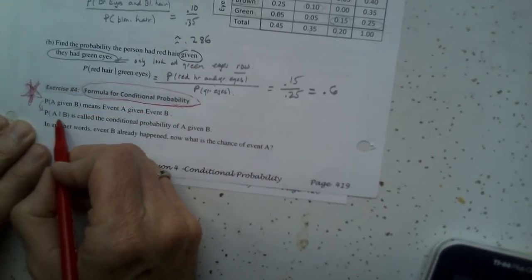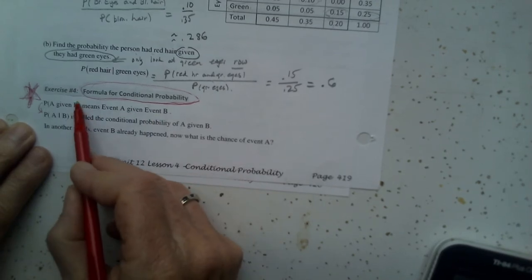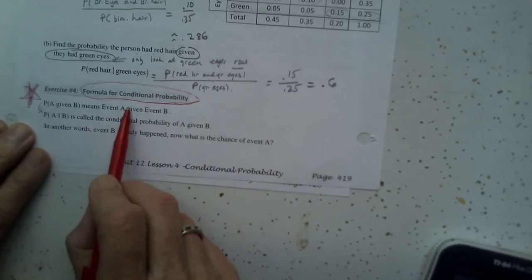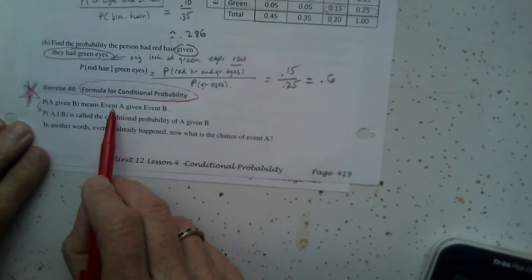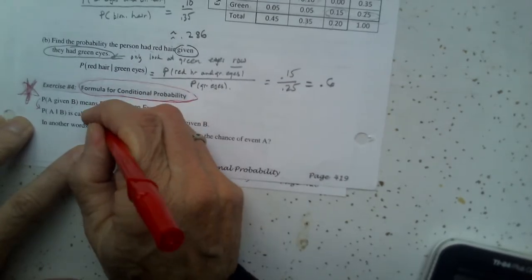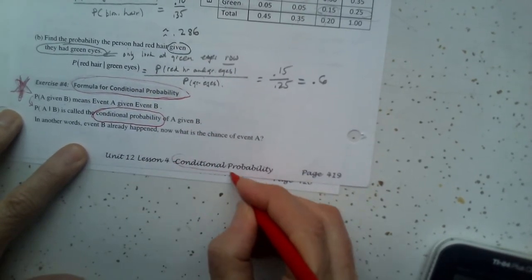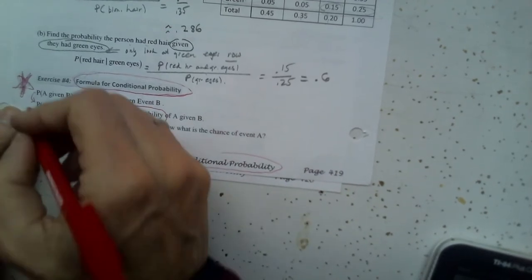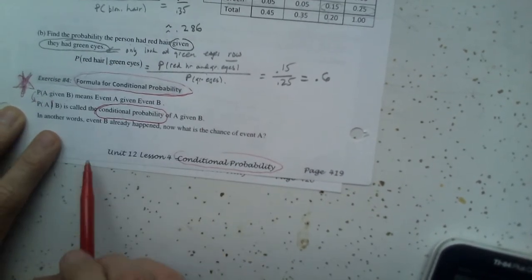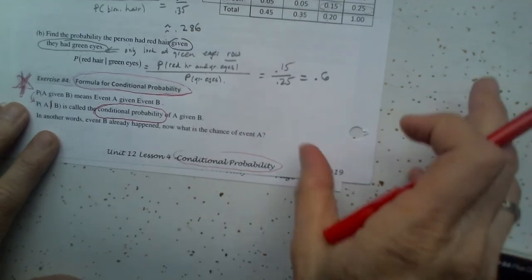Probability of A given B, that is the same thing. This is the shorthand notation. This is the way you write it out the long way. It means the event A given event B. So you're only looking at the event B and what happens within the event B. What's the probability of A within that event B? And so this is called conditional probability. That's the whole title of this lesson, and that's what this little vertical line is. In other words, B happened already. What's the chance of A happening as well?